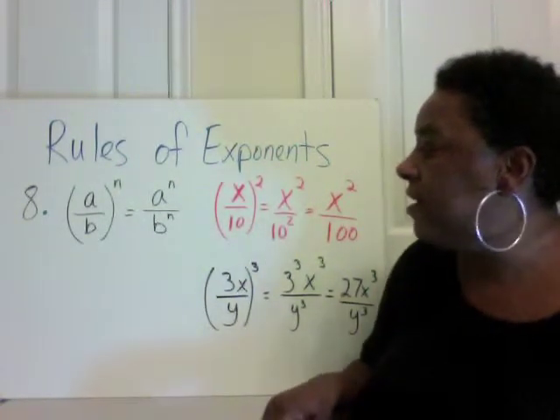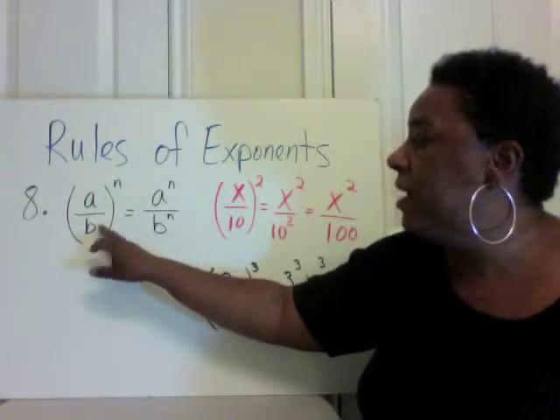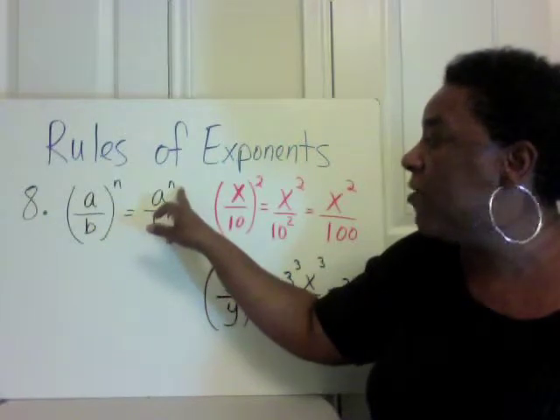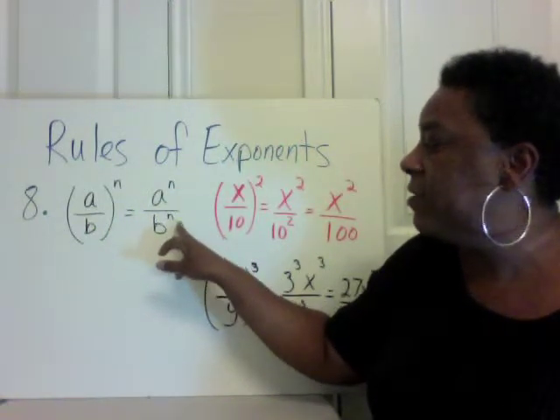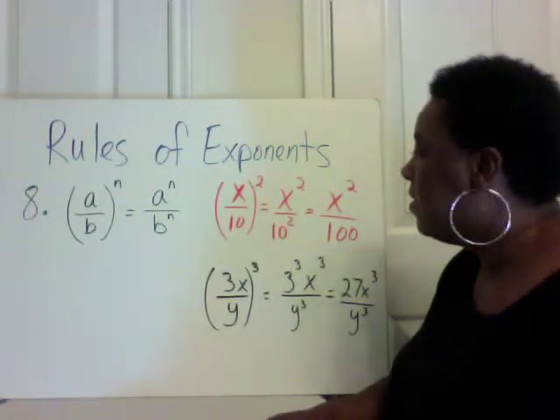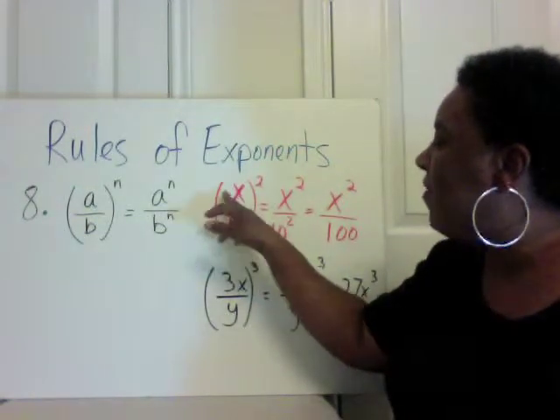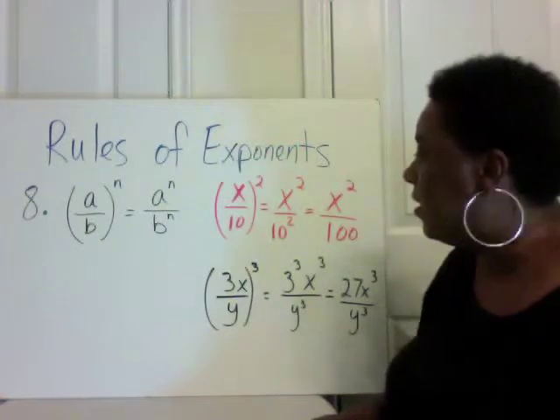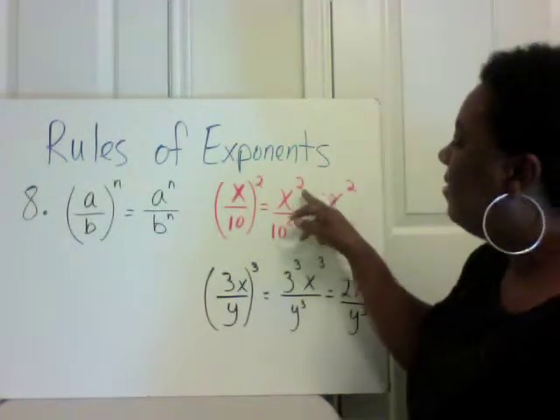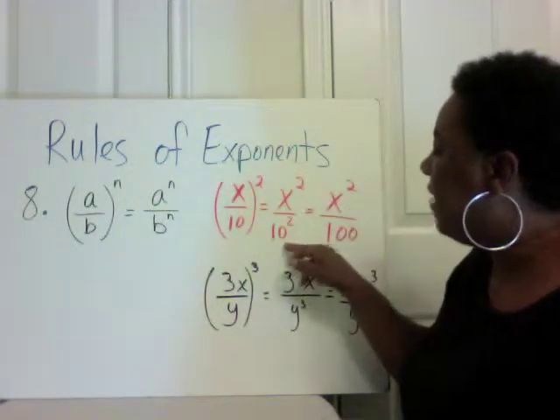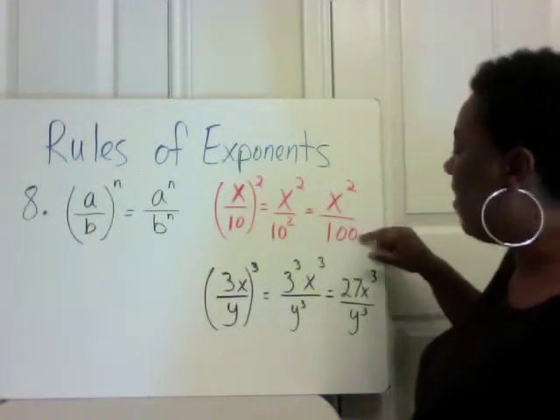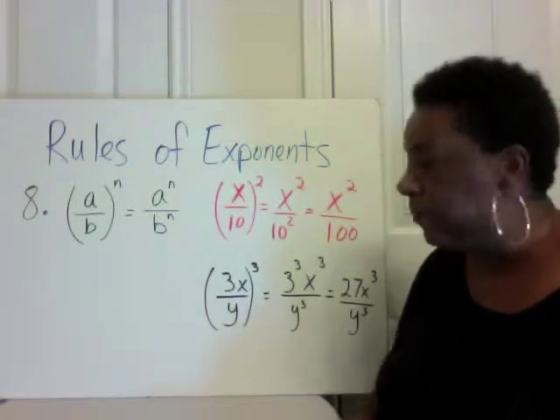Now this rule says a divided by b, all raised to the power of n, gives us a to the power of n divided by b to the power of n. So in this example, we have x divided by 10, all raised to the power of 2. That gives us x squared divided by 10 squared, which equals x squared divided by 100.